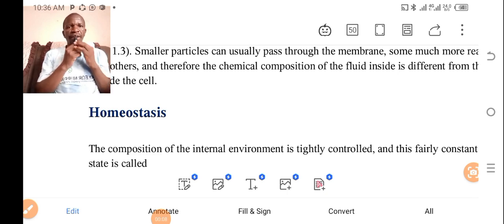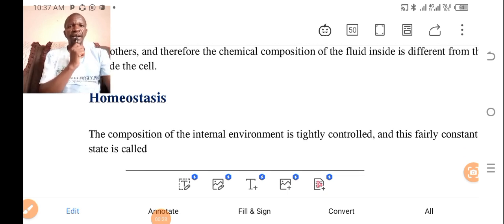Today we continue with our lesson in anatomy and physiology of the human body. We are going to look at the concept of homeostasis. We are going to be asked one day to define homeostasis, to define what homeostasis is.